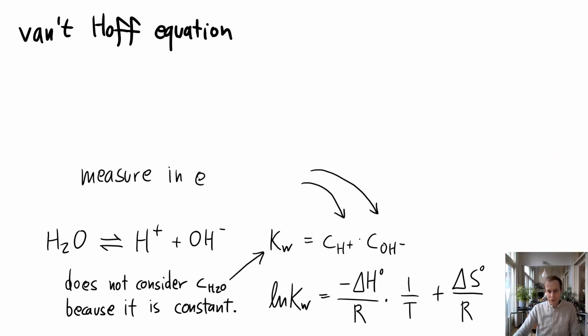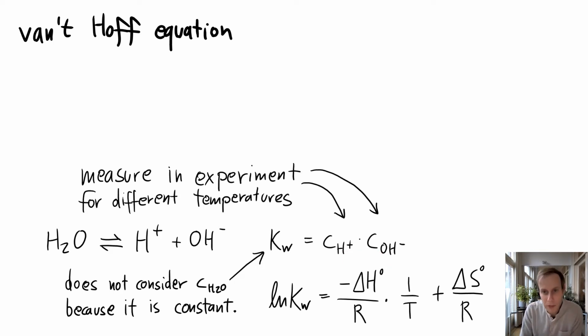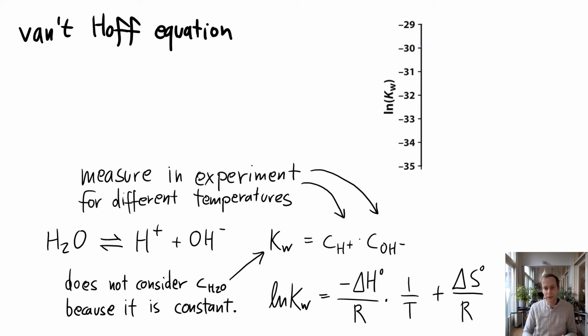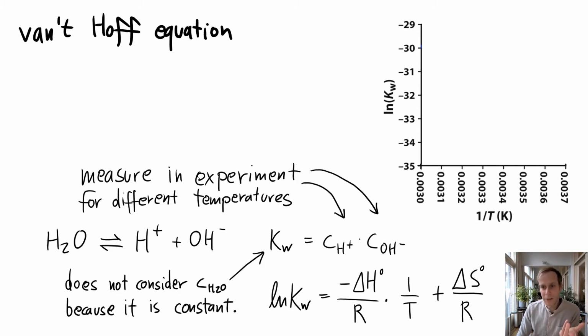So the concentration of the protons and the concentration of the hydroxides can be measured in an experiment at different temperatures. And then you can calculate the equilibrium constant and plot here on this scale the natural logarithm of that equilibrium constant. If I plot that now against 1 over the absolute temperature, which you see in the Van 't Hoff equation is the variable that is changing here, 1 over T, right?